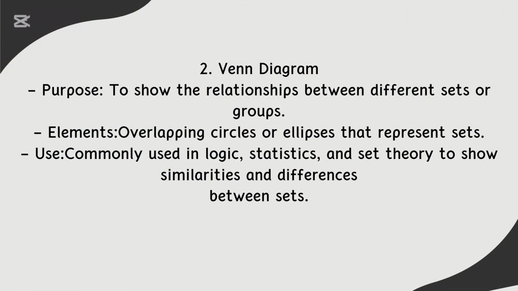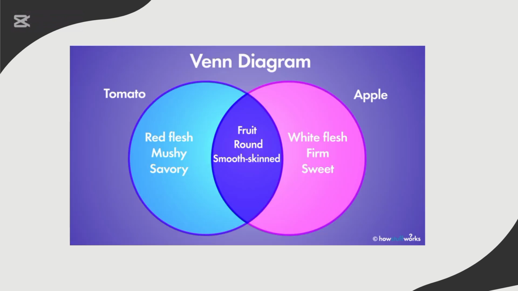The second one is the Venn diagram. Its purpose is to show the relationship between different sets or groups. It has overlapping circles or ellipses that represent sets. It is commonly used in logic, statistics, and set theory to show similarities and differences between the sets or groups.